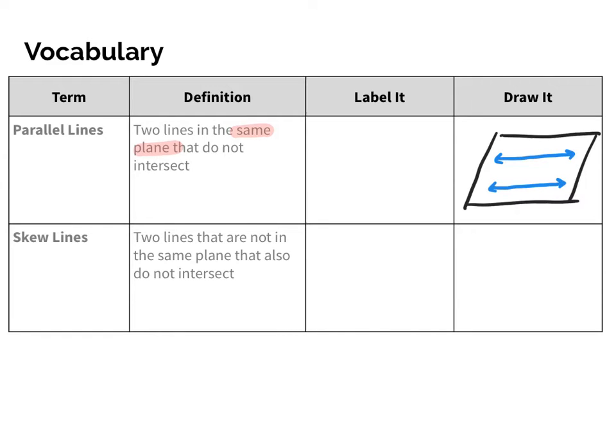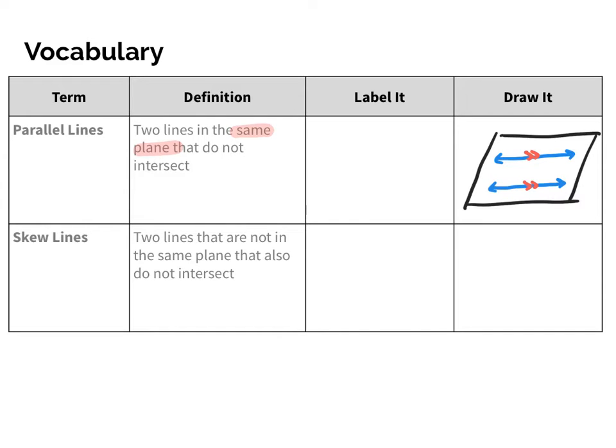On a diagram, when we want to represent two parallel lines, what you're going to see are arrows drawn on the lines, in this case red arrows. It doesn't matter which direction they're drawn. It could be one arrow, it could be two arrows, but arrows are used to show that those lines are parallel to each other.